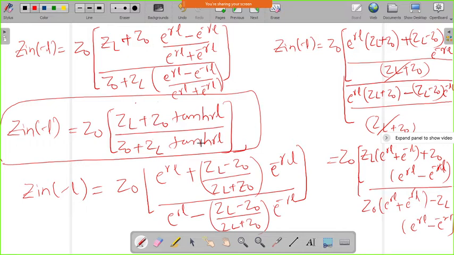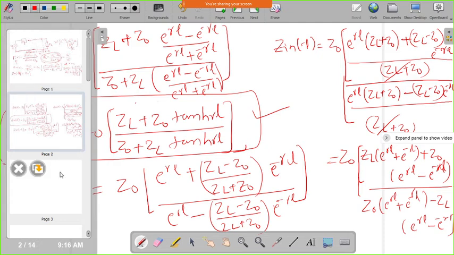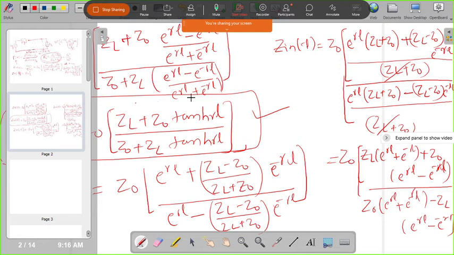Okay, so this is about the reflection coefficient and impedance at any point and impedance at the input end. Okay, so is there any doubt? If you have any doubt, you can ask. Okay, so is it clear, this one? Anybody, any doubt?